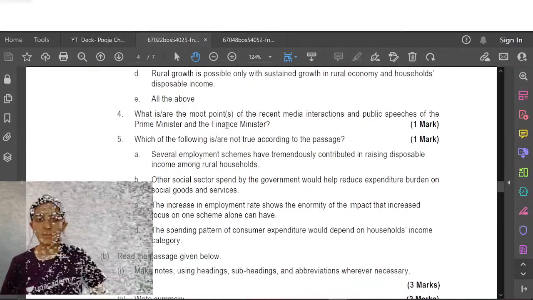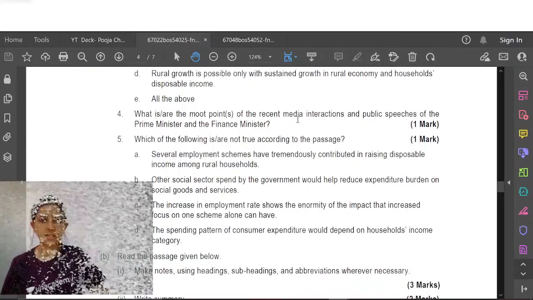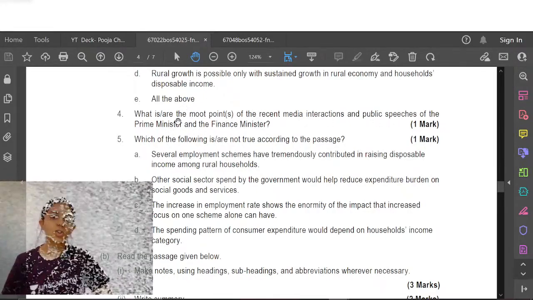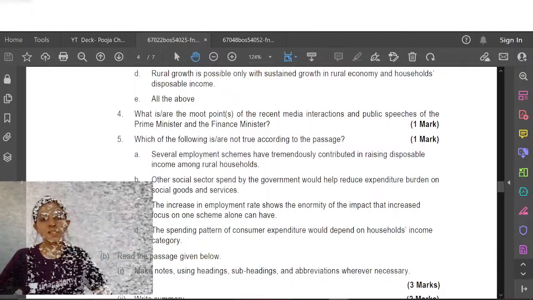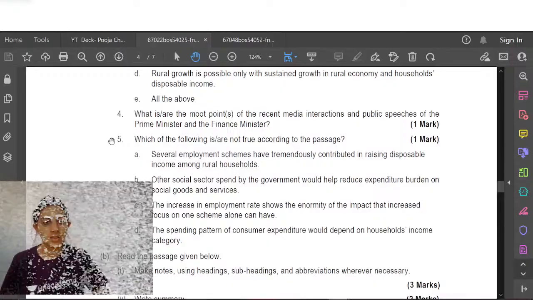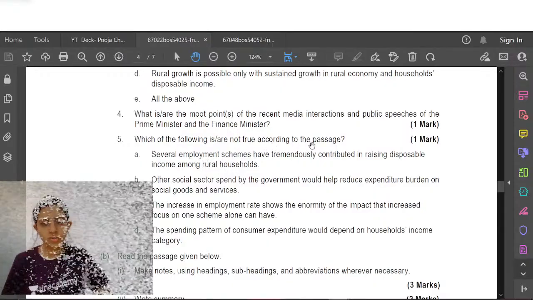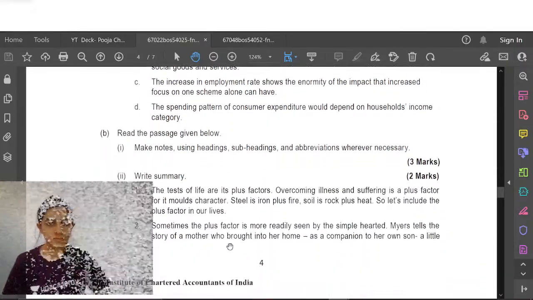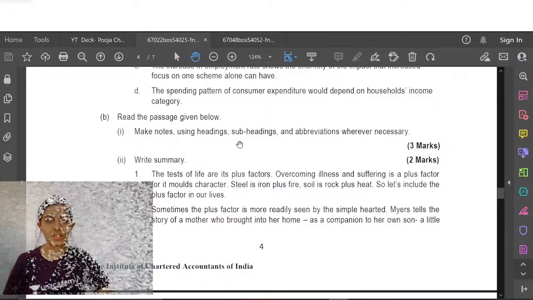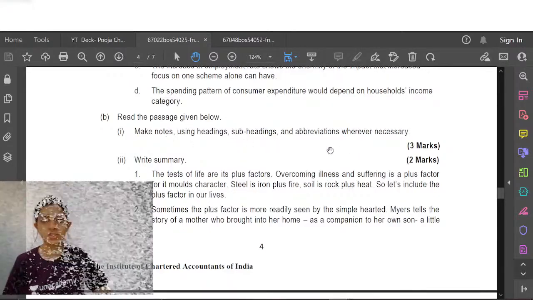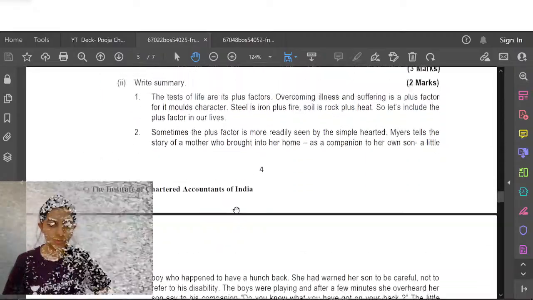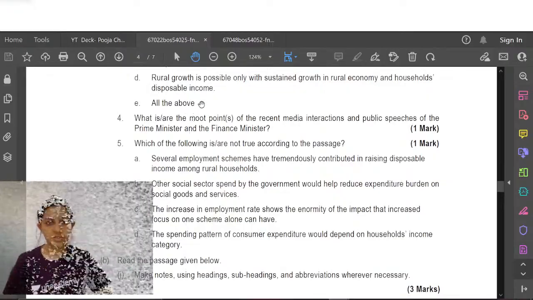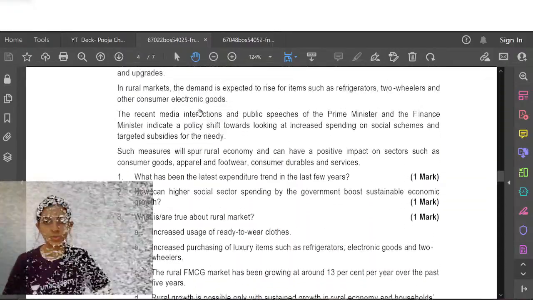What is or are the moot points of the recent India interaction and public speeches of the Prime Minister and Finance Minister? When I speak of moot points, I mean the points of discussion. Which of the following is not true according to the passage? Again, we'll have to read the passage for the same. Read the passage, make notes using headings, subheadings and abbreviations. Write a summary for the following pointers. So forget the summary for now. Let's concentrate on note making and reading comprehension. Let's see if we are able to find these words from the passage.